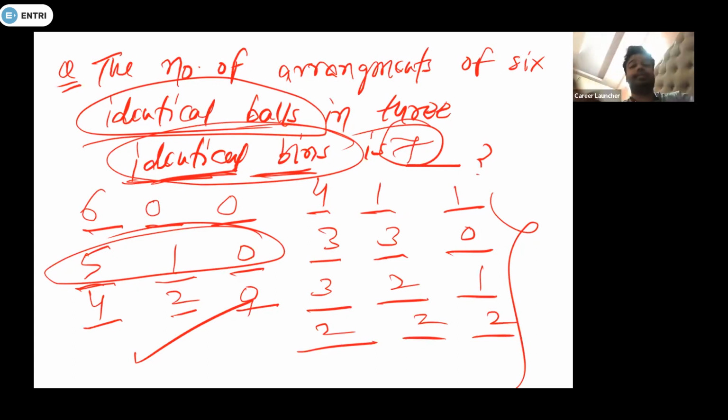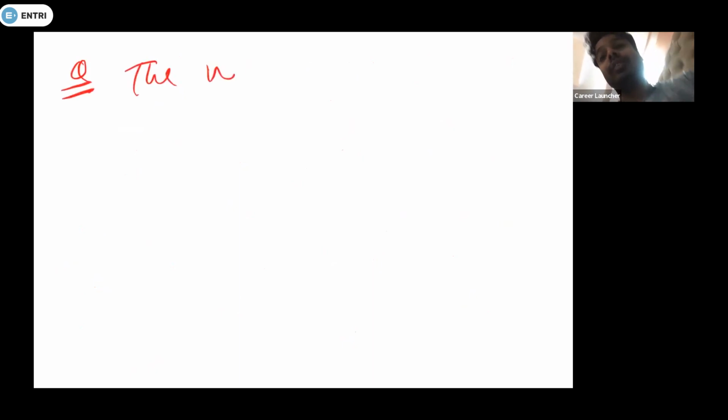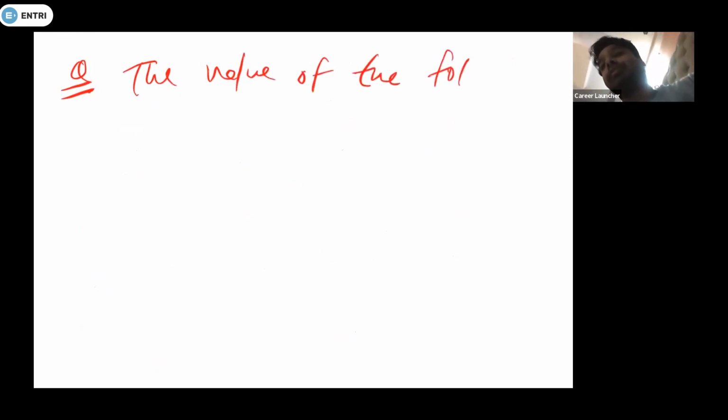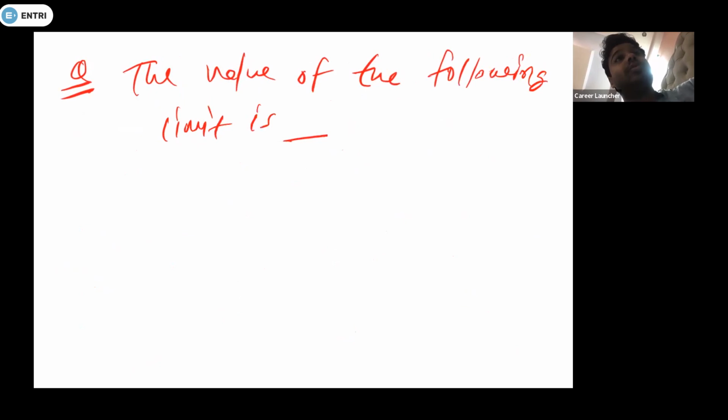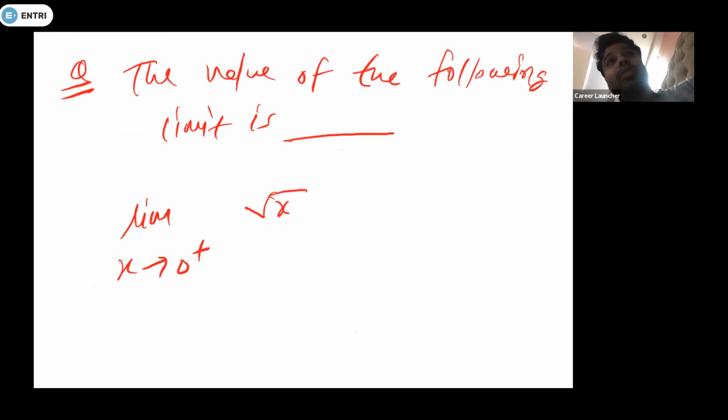Next one is the value of the following limit, a new math problem. The limit as x tends to 0 plus of root x upon 1 minus e to the power 2 root x.